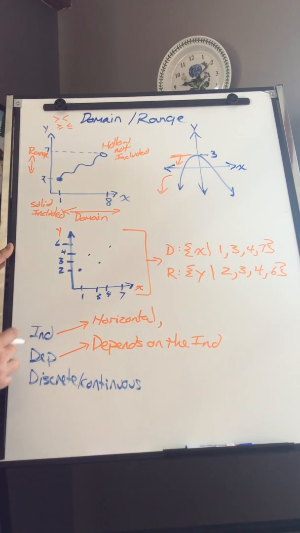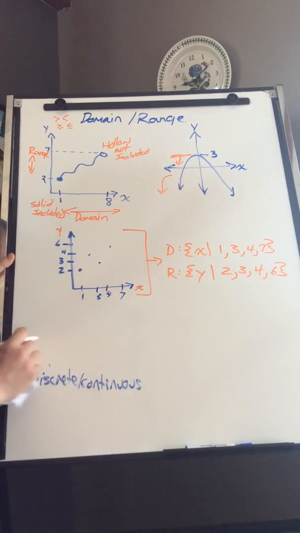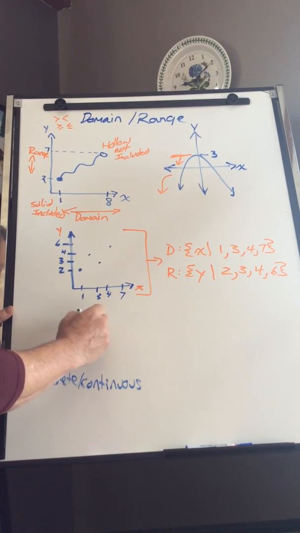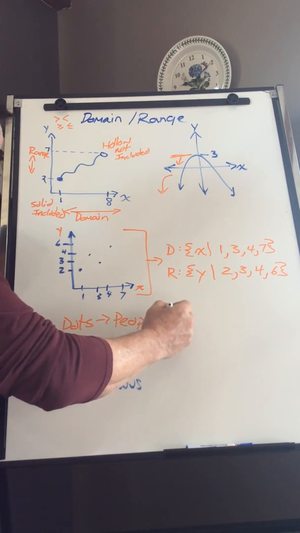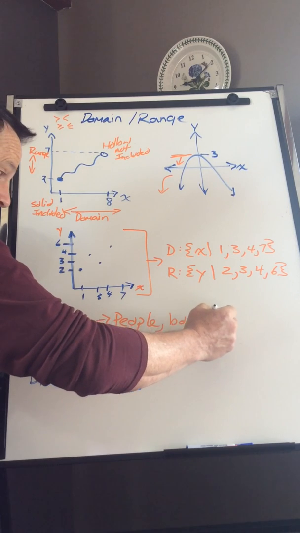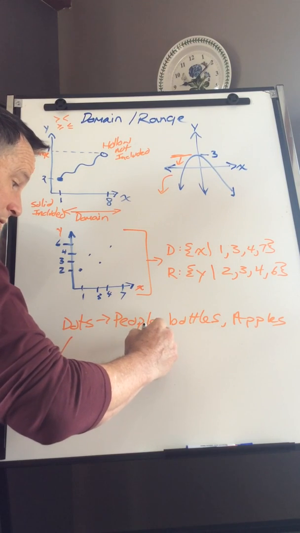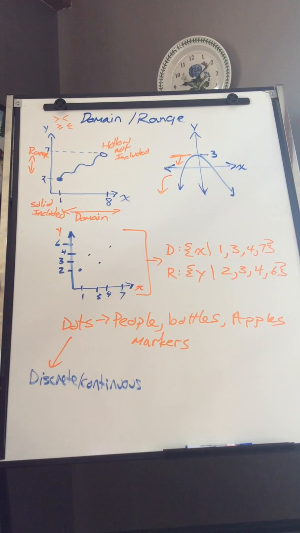Okay? Now, the last part, discrete and continuous. Discrete, dots. People, because anything I can't have half of: bottles, apples, markers. When I'm graphing it, I'm not going to say, well, I have 2.5 markers. So based on that situation, I have what's called discrete data.